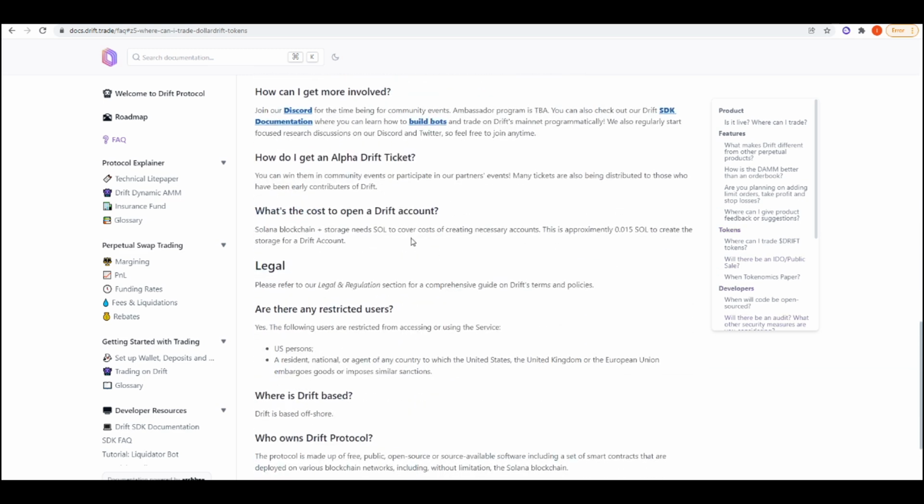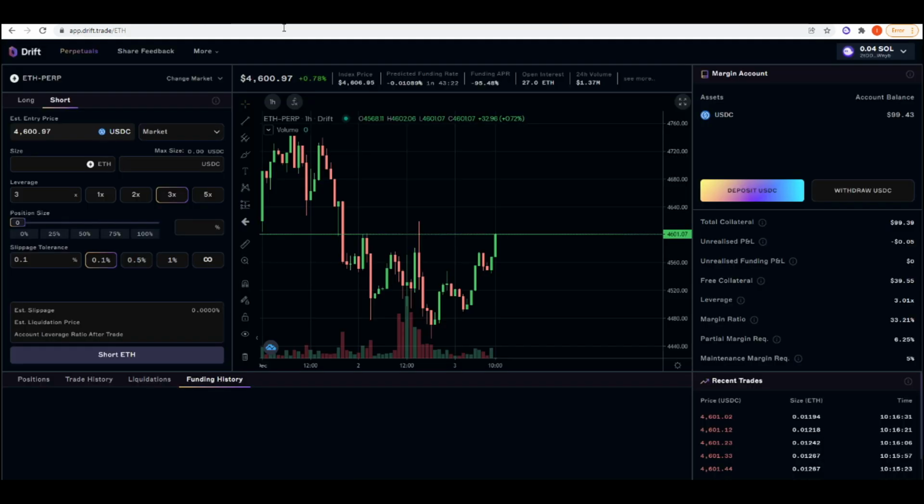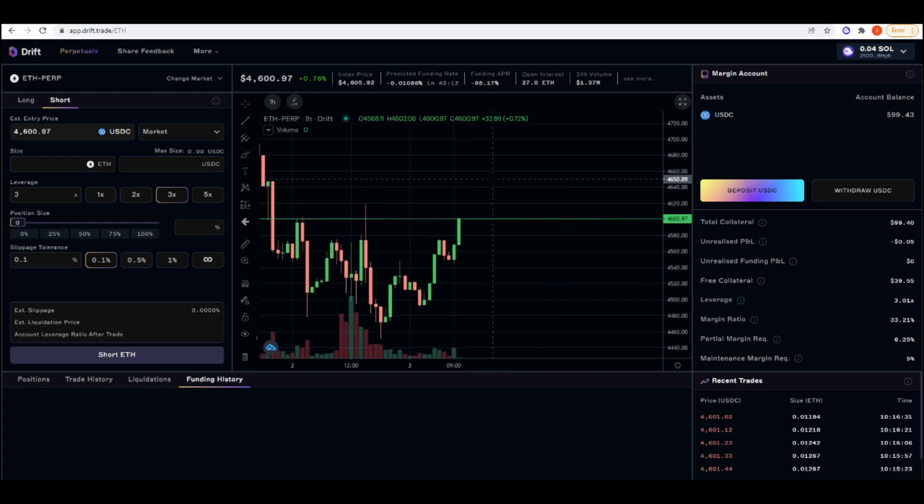So if I scroll down even further, this is the last thing I want to cover from the facts. Are there any restricted users? Yes, you're restricted from using Drift if you're from the US or a resident from any countries that have imposed sanctions on people trading crypto derivatives, like the US, the UK, or places in the European Union. But what's interesting is that they haven't actually set up anything to block you from using it, at least because I'm from a restricted jurisdiction and I'm still able to trade on here without using a VPN or anything like that.